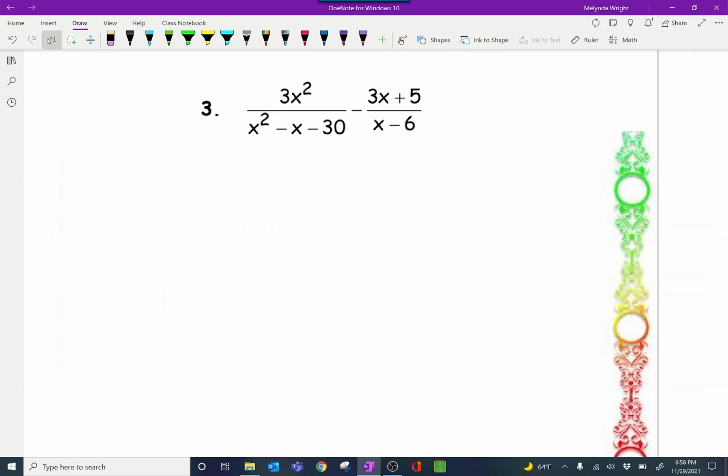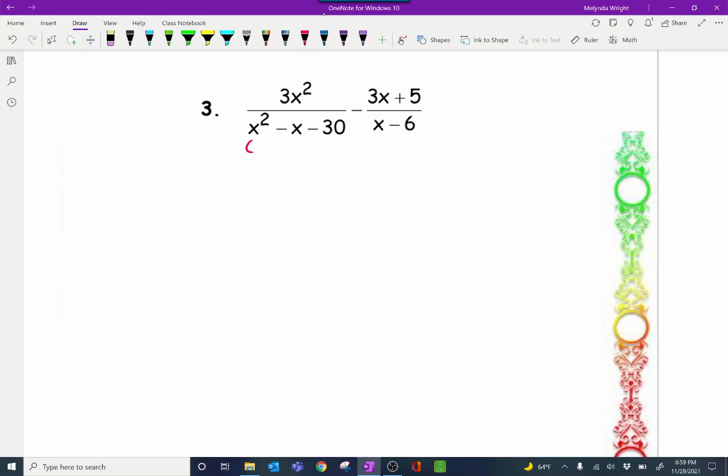Oh goodness, look at that. I've got a trinomial on the denominator, x squared minus x minus 30. And then I've got an x minus 6. I really do not want to multiply this fraction by that crazy x squared minus x minus 30. I want to do some investigating. Maybe there's an easier way. Maybe if this factors, it might be helpful.